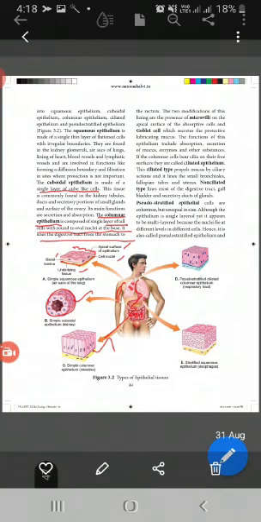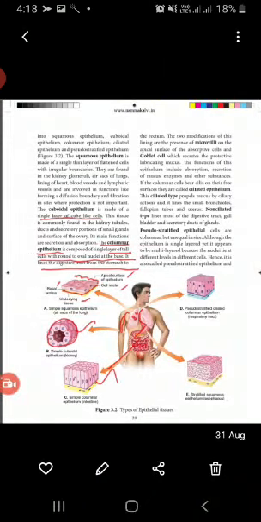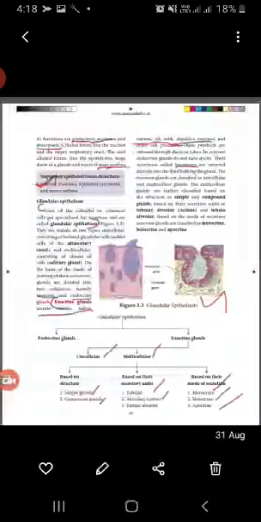They may ask each one separately: what is squamous, what is cuboidal, what is columnar epithelium, what is stratified epithelium. If asked separately, you must know how to write separately. Next thing is the important epithelial tissue disorder. Box question, very important. You have to learn it thoroughly.